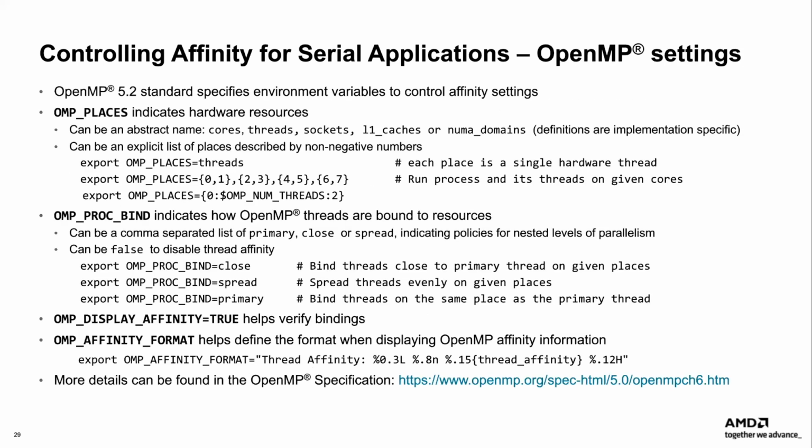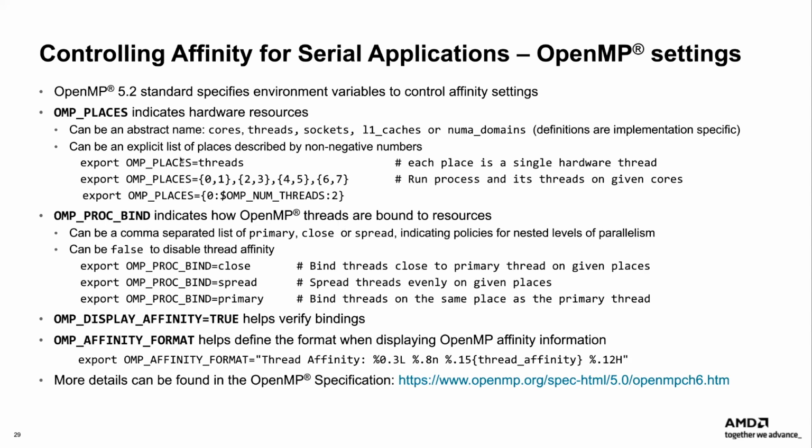Okay, so OpenMP offers a very rich set of environment variables that we can use to set up affinity. Two main ones are OMP_PLACES and OMP_PROC_BIND. OMP_PLACES indicates what hardware resources we would like to use. For example, do you want affinity to cores, hardware threads, sockets, L1 caches, or NUMA domains? What is your big category? And then OMP_PROC_BIND tells how OpenMP threads are bound to those resources.